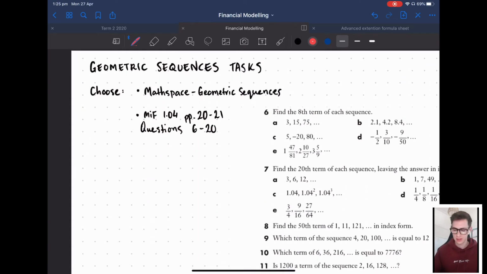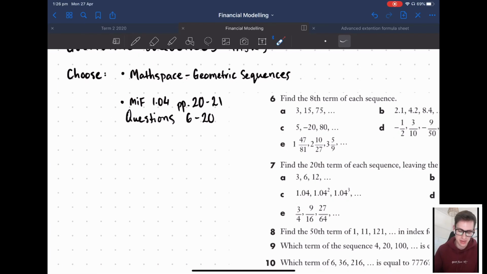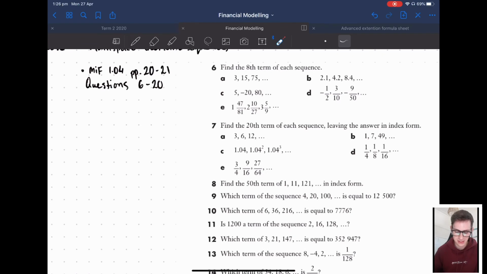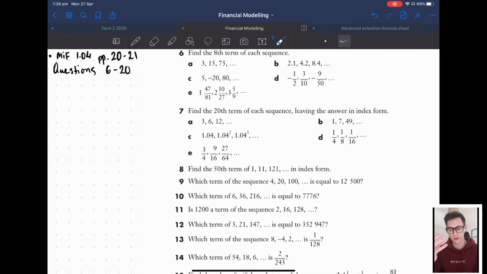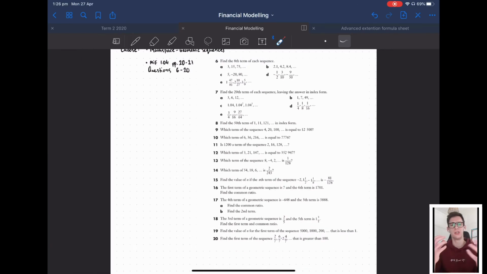Okay, so here are your tasks for this week. Depending on how we're going, I think we might actually try and cut down a little bit. We might do 1 task a week. We'll see how we go. You have a choice. Again, there's a maths-based task up called geometric sequences. You know the benefits, you know the pros and cons. The other version is Maths in Focus, pages 20 to 21, questions 6 through to 20. They're quite short, quick questions, and again, they're just on this page. So if you want to download this or do it on your computer screen, go for it.